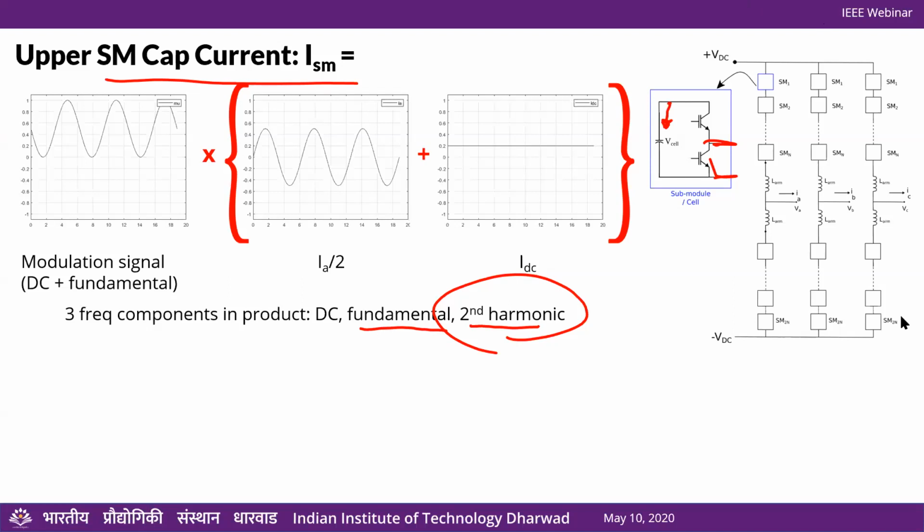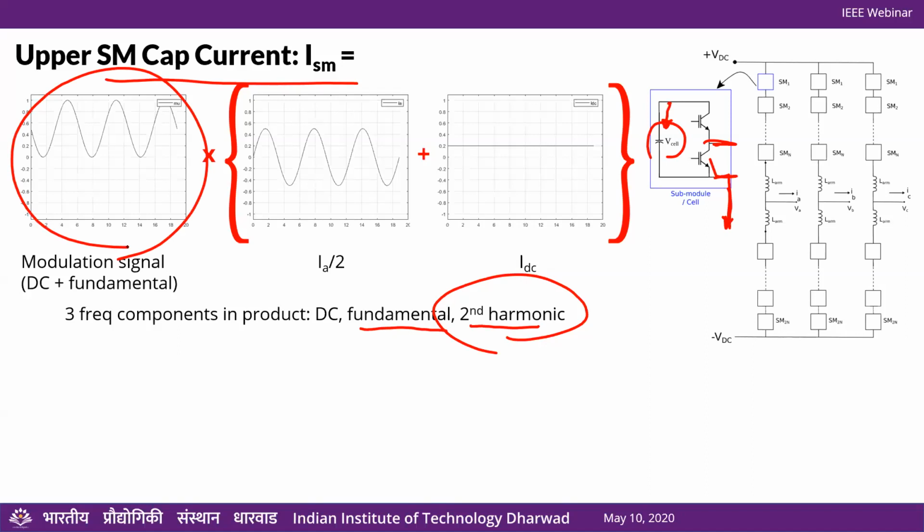Can you elaborate why only the second harmonic ripple? Okay, so essentially what will happen is that capacitor current, the submodule capacitor current, is IA times whatever is the average value of the duty cycle, right? Because when the module is off, current does not flow through the capacitor. When the module is on, current flows through the capacitor. So whatever is the current here, the arm current, times duty cycle gives us V cell, right? Duty cycle we know is of this form, DC plus fundamental component, right?